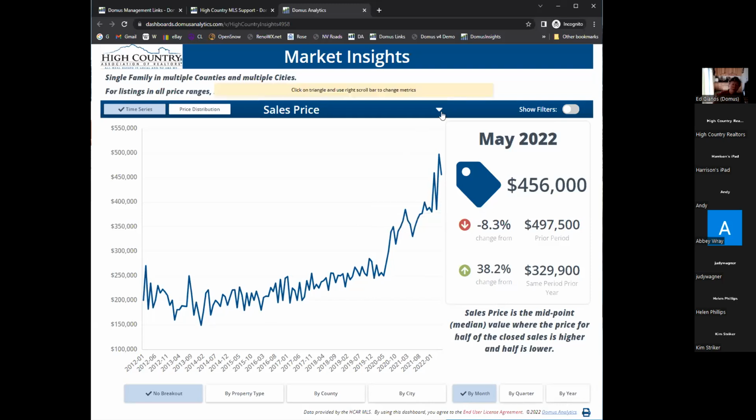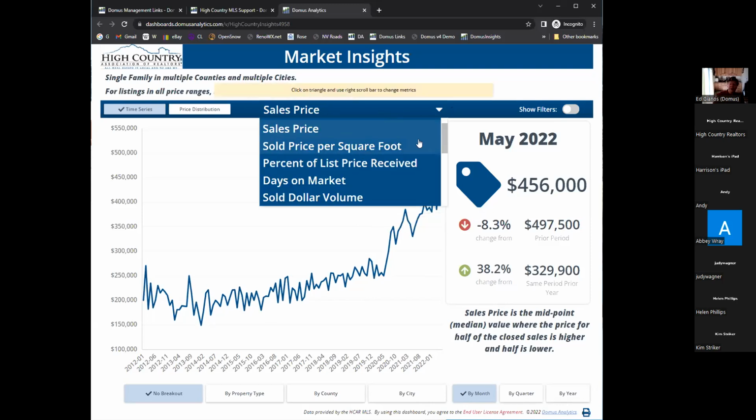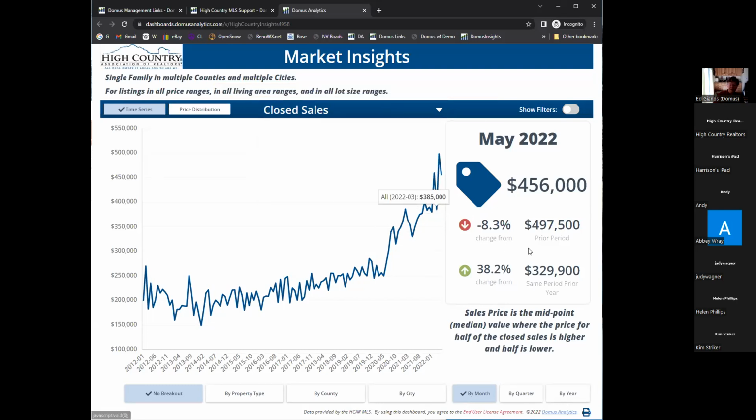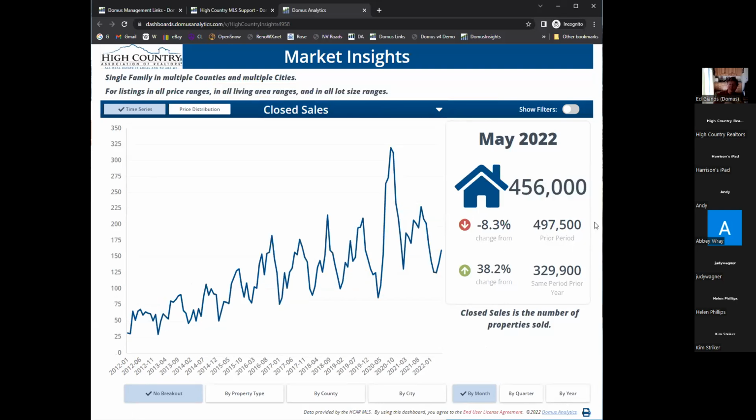Anyways, so what we're looking at, let's go ahead and pick a little bit on units closed. So here's the volume of closed sales over time, and we can see this big 2020 spike, and then we've kind of returned to a little bit of normalcy. But let's interact with this a little bit more.